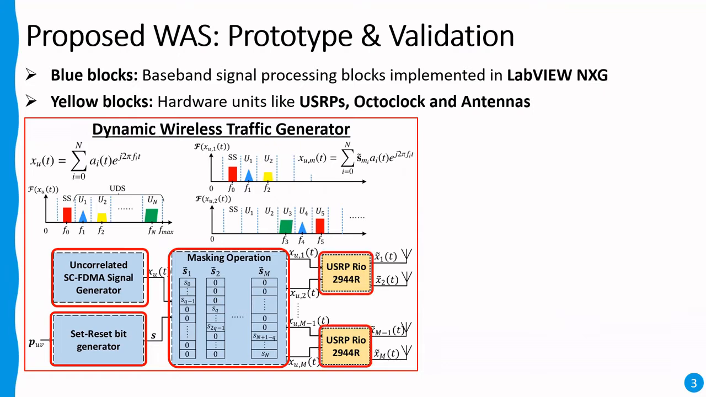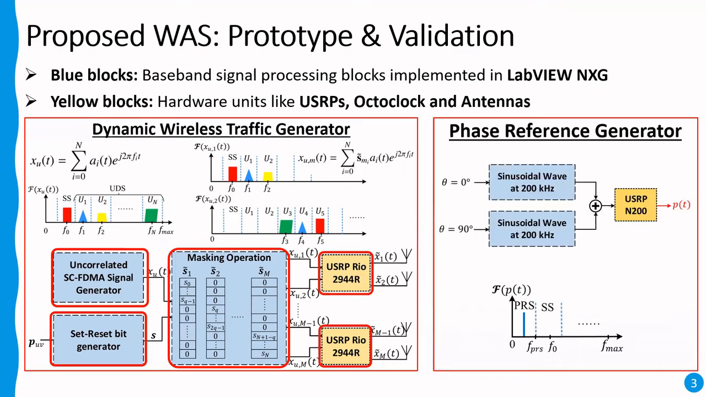Along with this, the phase reference generator module, which generates the phase reference signal, is designed. This signal is the sum of the sinusoidal signals of phase 0 and 90 degree having the carrier frequency of 200 kilohertz. It can be observed from the waveform that the carrier frequency is chosen such that it is less than FPRS, that is the bandwidth of phase reference signal band.